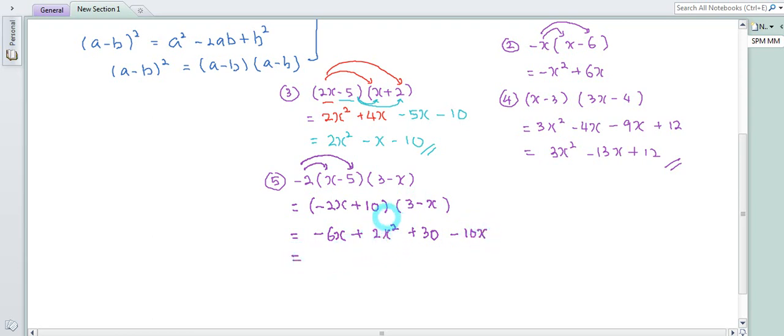Okay, so normally for x squared, we will write in front here 2x squared. And these two are like terms. Okay, let me check. This is 10. Okay, these two are like terms. We can simplify it. You get negative 16x. Okay, the 30 you just copy. Plus 30. Okay, so this is the answer.